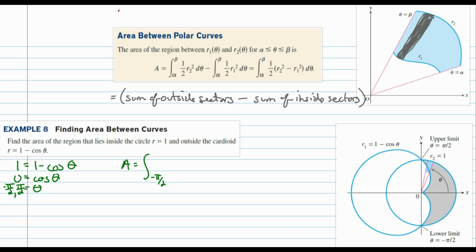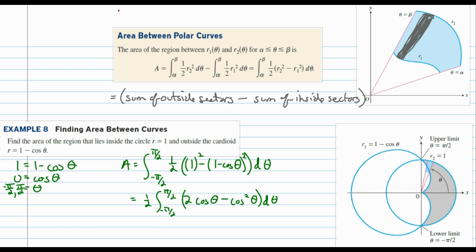So that means I'm going to take the area from negative pi over 2 to pi over 2 of 1/2 times the outside radius. So the outside radius here is just going to be 1. That's the circle. And I'm going to subtract the inside radius, this little piece of the cardioid, which would be 1 minus cosine theta. Again, only going from negative pi over 2 to pi over 2. I don't need to worry about what's going on over here. And then d theta. Simplify a little bit, and after I take the integral and evaluate, I'll get 2 minus pi over 4, which is 1.215 square units.